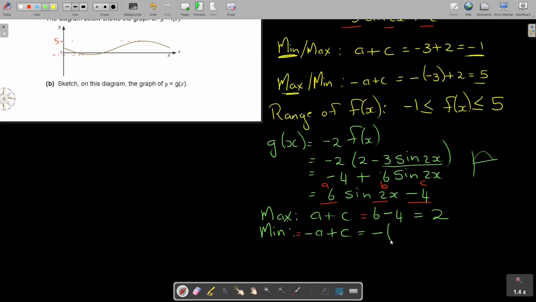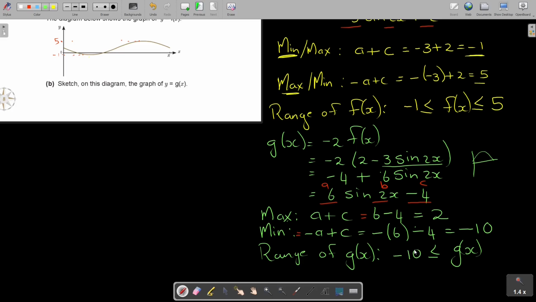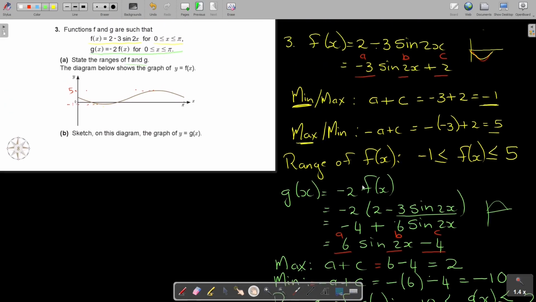And if I want to find the minimum, it's -A plus C. So it's -6 plus C. So plus C is -4, or plus -4, doesn't matter. And then it's -10. So if I'm going to write the range of g(x), then it's going to be g(x) bigger than or equal to -10 and smaller than or equal to 2. That's going to be how I do it. Okay, but now they go on. They say sketch on the diagram.